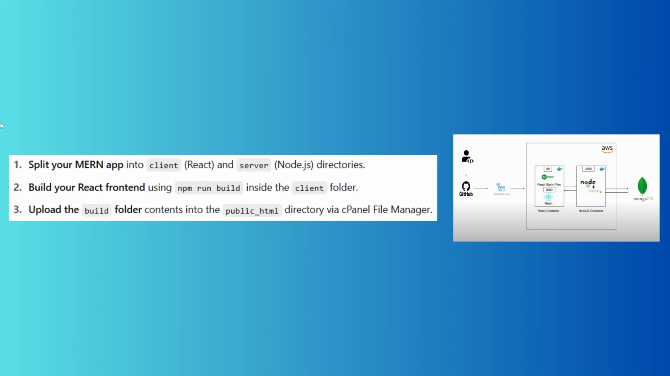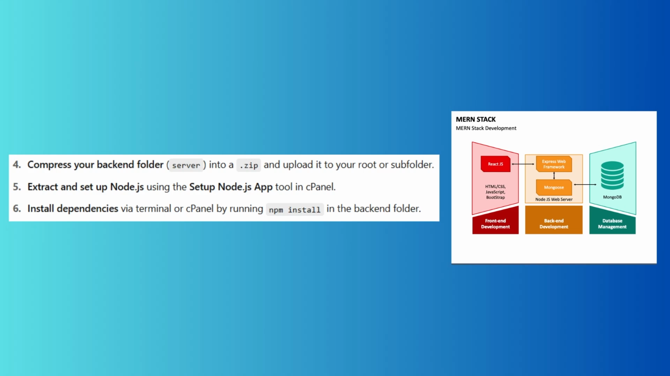Now, upload the build folder contents into the public_html directory via cPanel File Manager. Compress your backend folder into a zip and upload it to your root or subfolder. Then, extract and set up Node.js using the Setup Node.js App tool in cPanel.